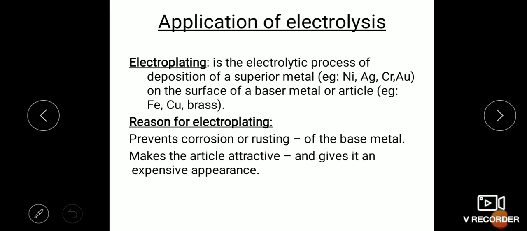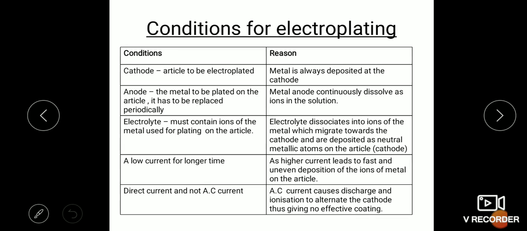So I'll be using an iron ladder, but what I will do is I will electroplate the iron ladder with either copper or nickel or silver to make it decorative. Now if I electroplate the ladder with silver, that will make the ladder more attractive. That's the second point. Electroplating makes the article attractive and gives it an expensive appearance. You may feel that my ladder is completely made up of silver.